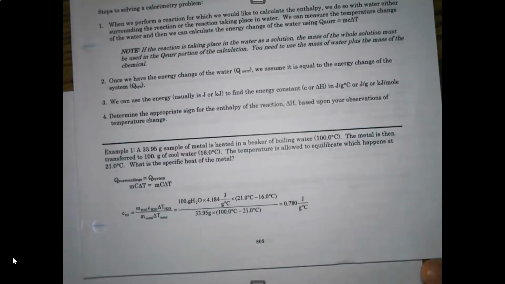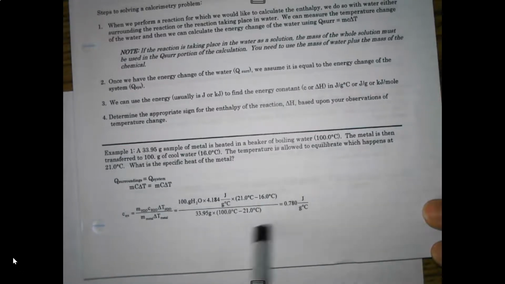Notice that the delta T's are always going to be positive temp changes. That's just the easiest thing for you to remember. Always make the delta T absolute. In order to determine the sign, we'll worry about it a little bit later. Okay, and then for the system, we've got the mass of the metal, which was 33.95 grams, along with the delta T of the metal, started at 100 and dropped down to 21.